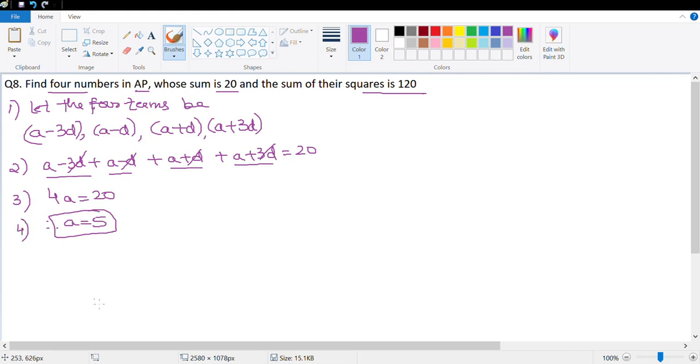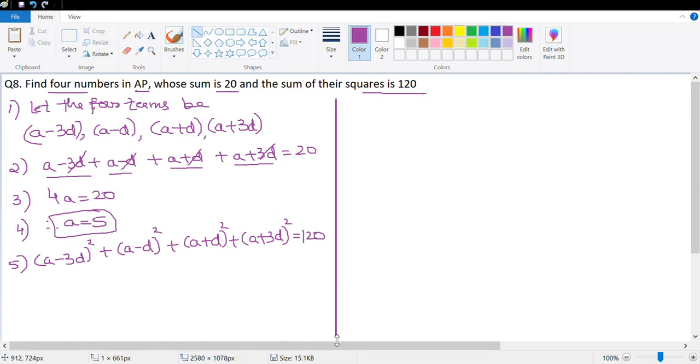Now, let's see if any other relationship is given that will help us to figure out the value of d. So that's 1. The sum of their squares is 120. So a minus 3d whole square plus a minus d whole square plus a plus d whole square plus a plus 3d whole square. The sum of this is given equal to 120. Okay, let's open these brackets and see what we get.